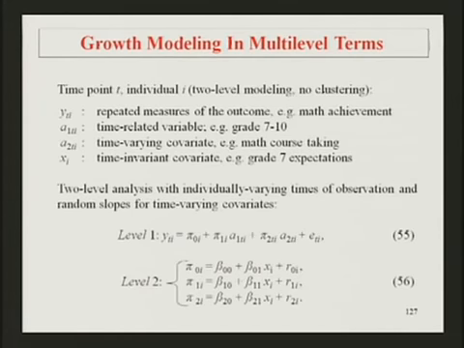Note then that we have added I, the subscript I for A1. So it's not only T, but I. That is the answer to the question, individually varying times of observations. And random slopes for time-varying covariates is that we have I, not only T, but I for pi 2. So that I and that I, that's the essence of the story here.